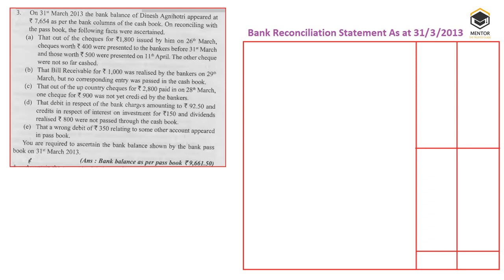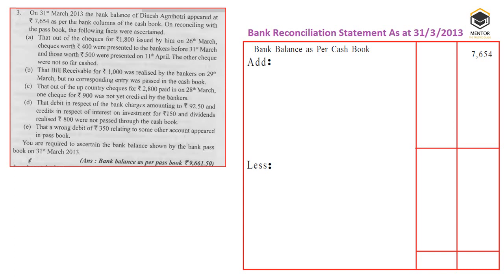Right. So what we have been given, Dinesh. Right. So on 31st March 2013, the bank balance of Dinesh appeared at 7,654 as per the bank column of the cash book. So the cash book balance is given, 7,654. Then add and less. Which one do we need to find out? Passbook balance we need to find out. How to find out?